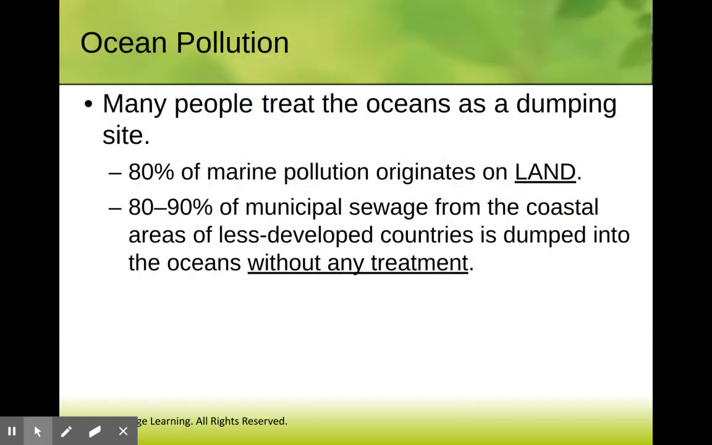Ocean pollution. Many people treat the ocean as a dumping site. So 80% of marine pollution originates on land. So 80 to 90% of municipal sewage from coastal areas of less developed countries is dumped into the ocean without any treatment. Again, that would be garbage. Anything that could be recycled, all that trash is going to flow into the ocean.